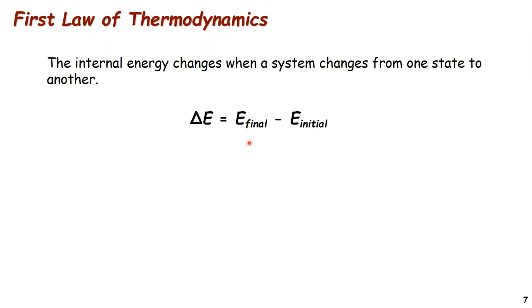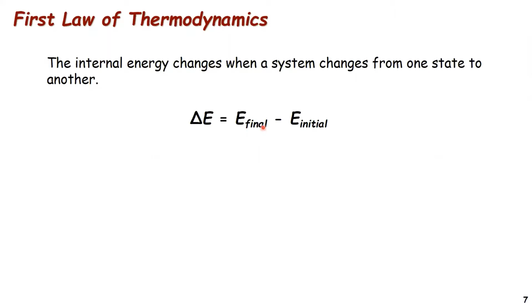So we talked about the change in internal energy. And so again, the internal energy is really just the chemical potential energy. That's really what the internal energy is. And again, since it's a state function, all we have to do is take the final minus the initial to figure out what that is.